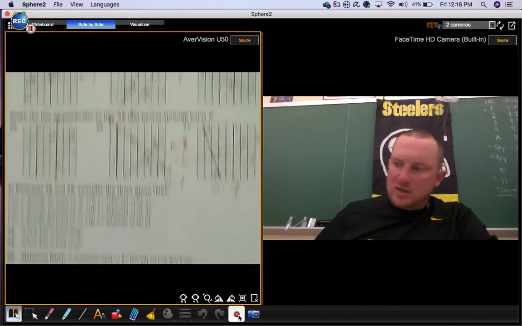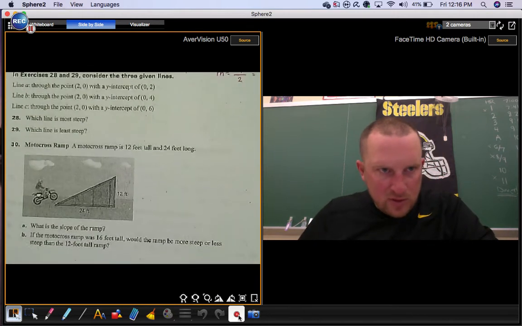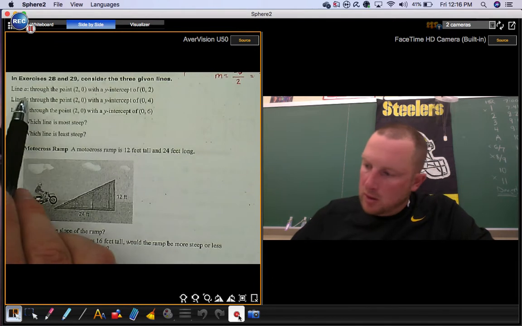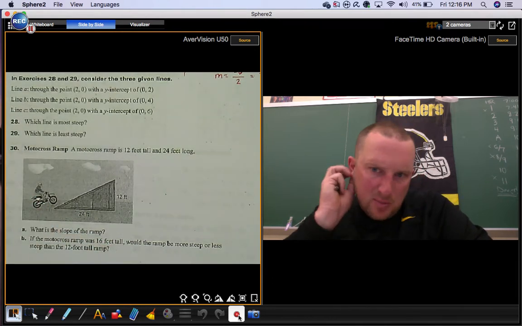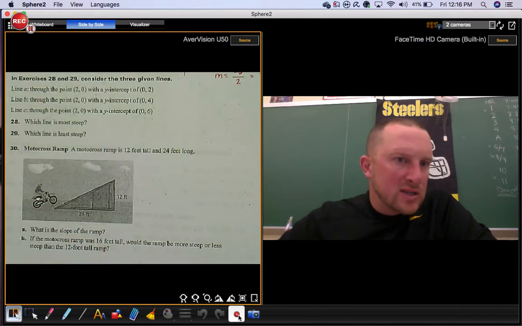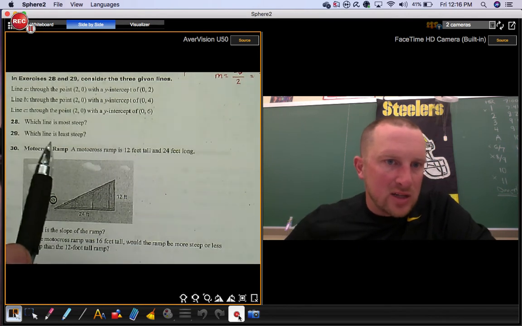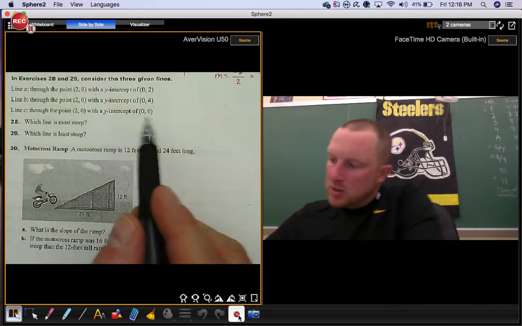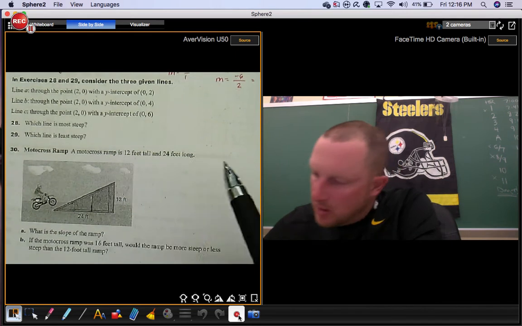It's practice A for section 3.4. We're going to do this bottom section. They give you ordered pairs for lines A, B, and C, and they ask you which line is most steep, which line is least steep. So you're basically finding slopes and then comparing them.